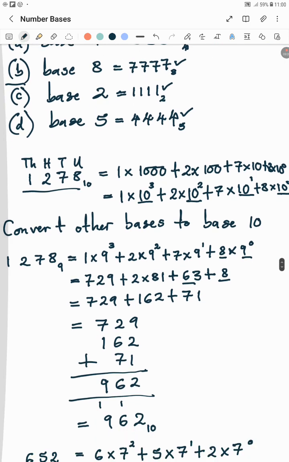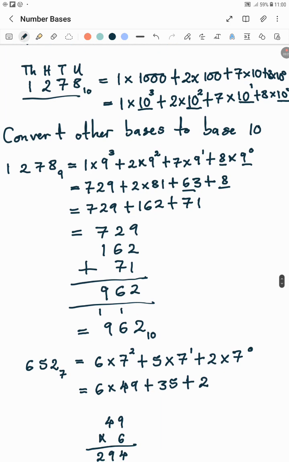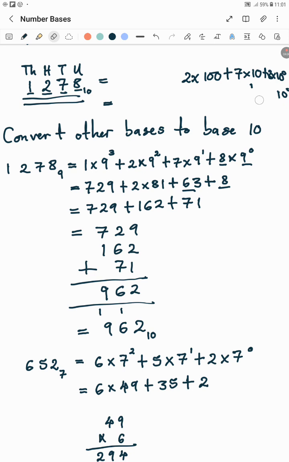Okay, so for a number in base 10, the numbers that we use to count when we are doing all sorts of things, let's say we have 1278 base 10. You're going to realize that this 1 falls under thousands, this 2 under hundreds, this 7 under tens, and this 8 under units. So in other words, those are the place values of those particular digits.